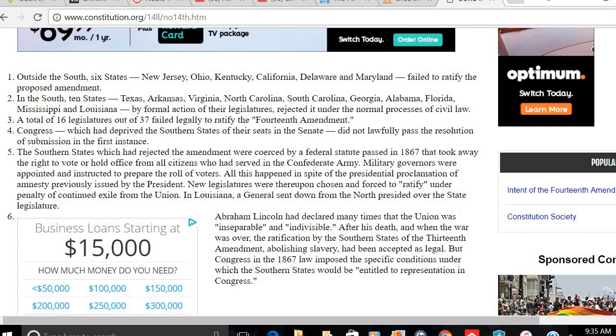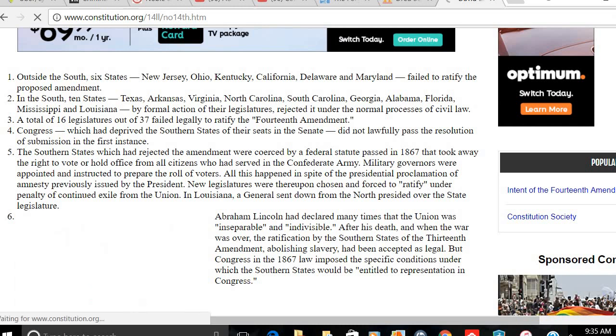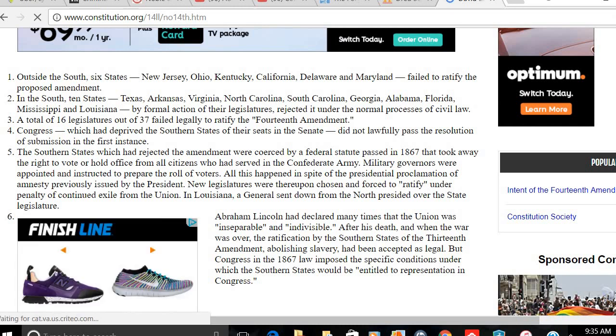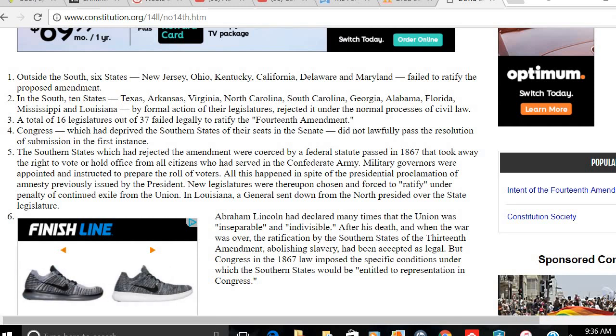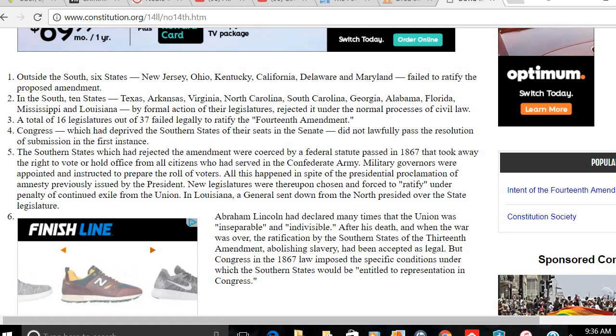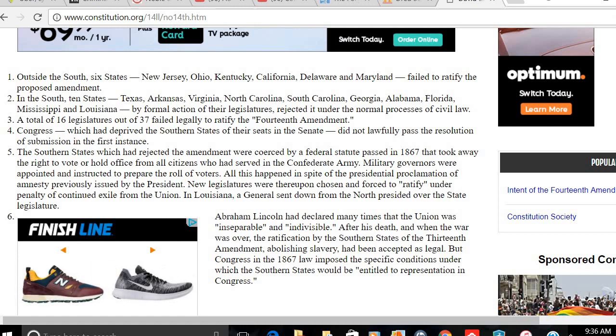It said, and when the war was over, the ratification by the Southern states of the 13th Amendment abolished slavery. It had been accepted as legal, but Congress in the 1867 law imposed specific conditions under which the Southern states would be entitled to representation in the Congress. All right, so now what does this mean, right?